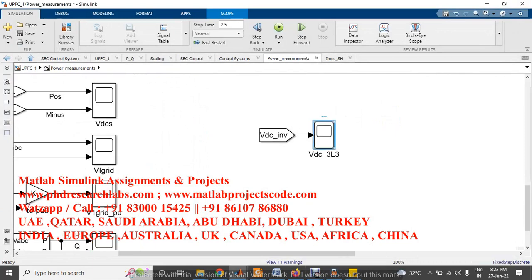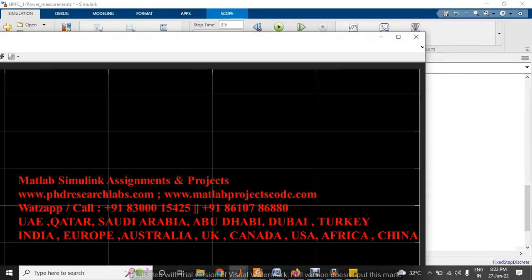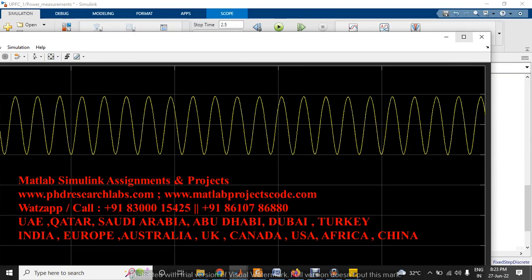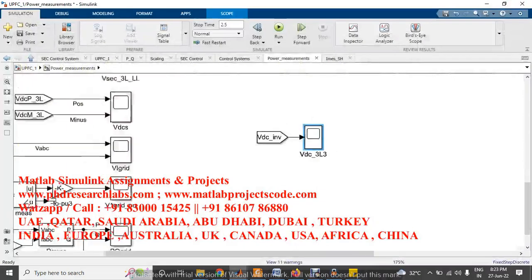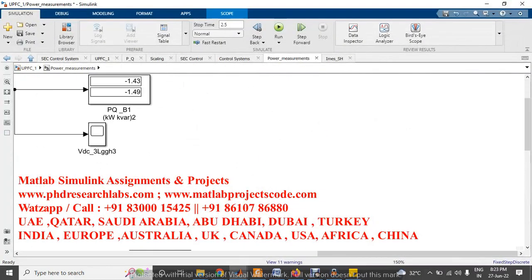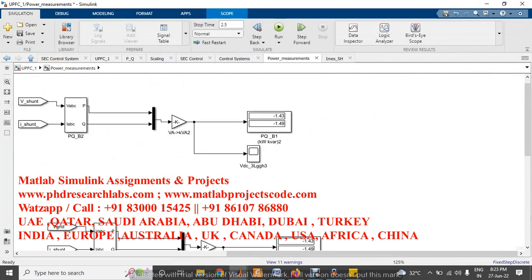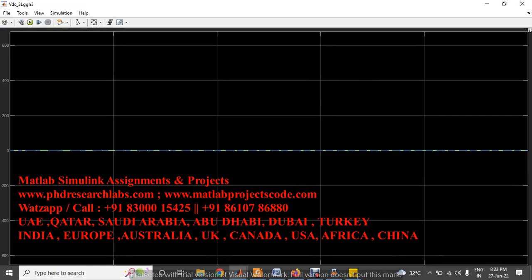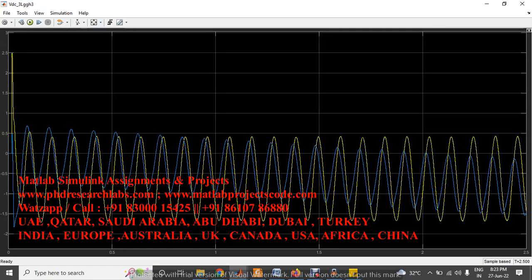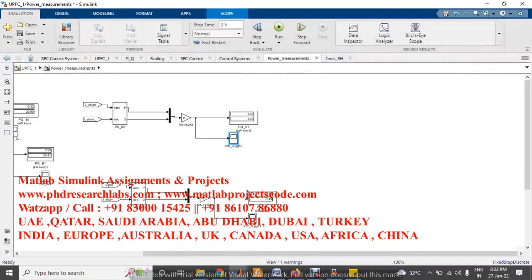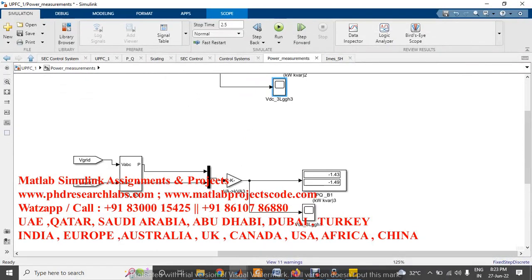And this is the common VDC of the inverter. And here we can check the shunt converter active and reactive power, and the combination of grid voltage and shunt current active and reactive power.